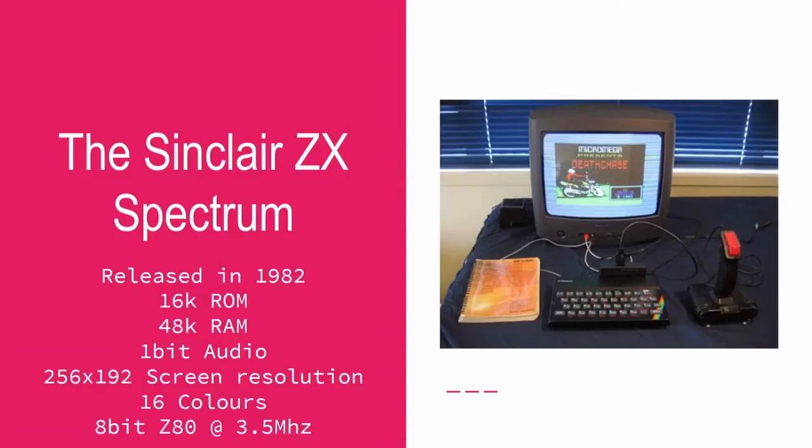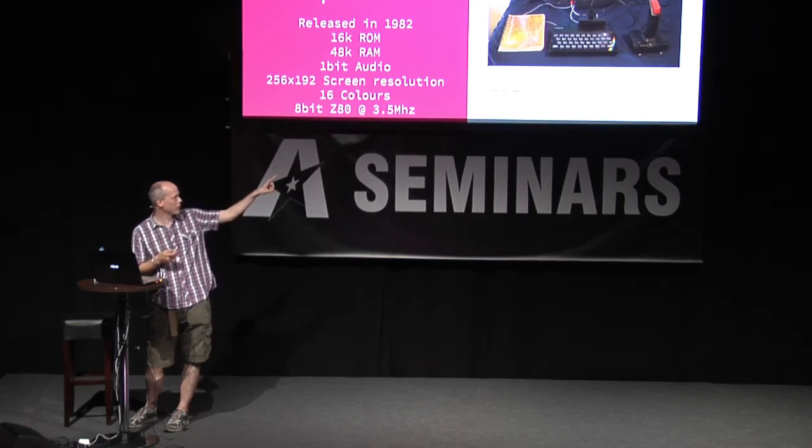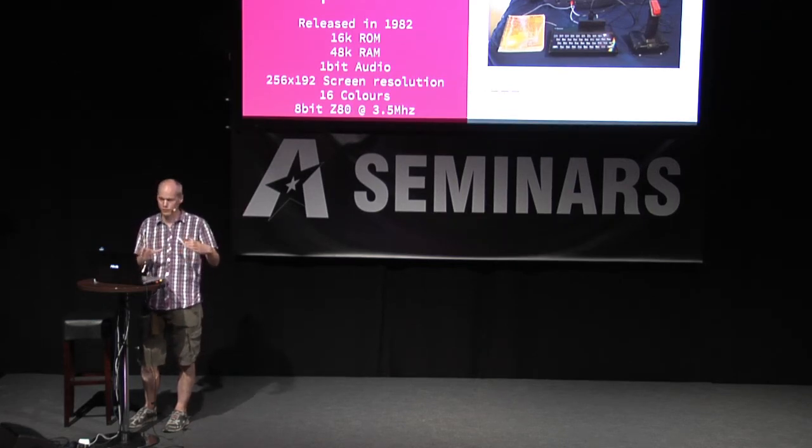It was the Sinclair ZX Spectrum. It's released in 1982. It has 16K of ROM. So the ROM, the Spectrum had a basic interpreter in it, a basic programming language, also routines to load and save from cassette, things like that. That's what's included in your 16K ROM. 48K of RAM, which obviously by today's standards is absolutely tiny. You have 1-bit audio. The speaker was literally on the underside of the Spectrum, a little 1-bit piezo speaker. That's where all the audio comes from. It doesn't even come out of the television. It comes out the bottom of the computer.